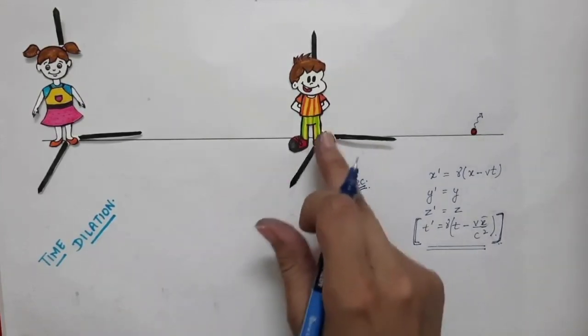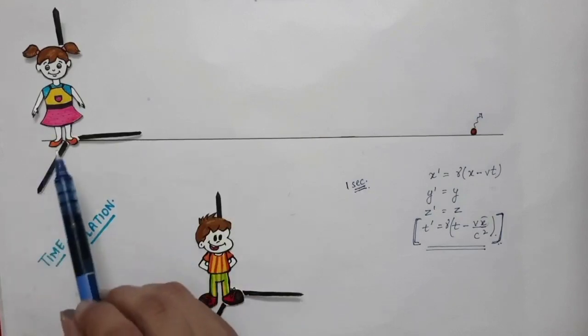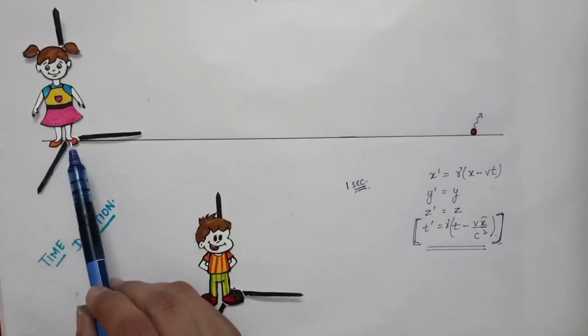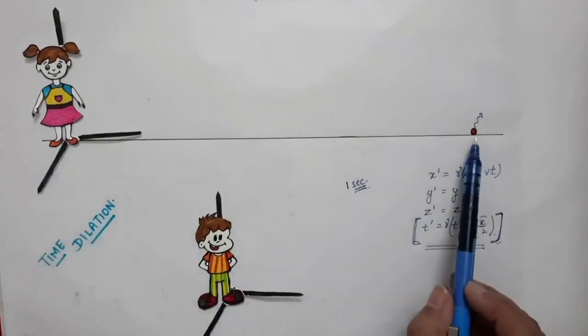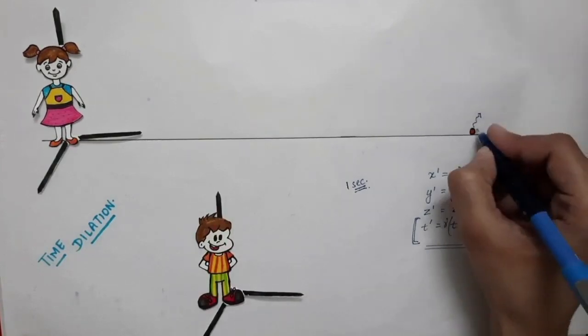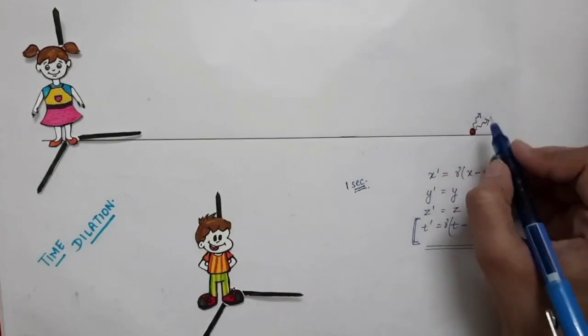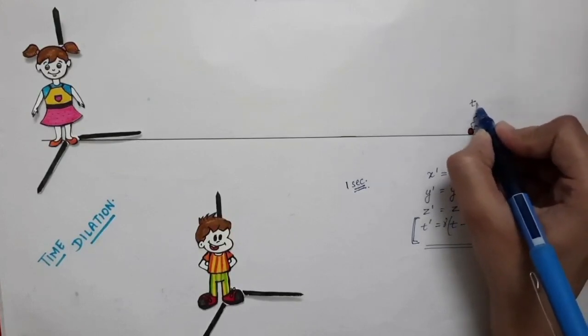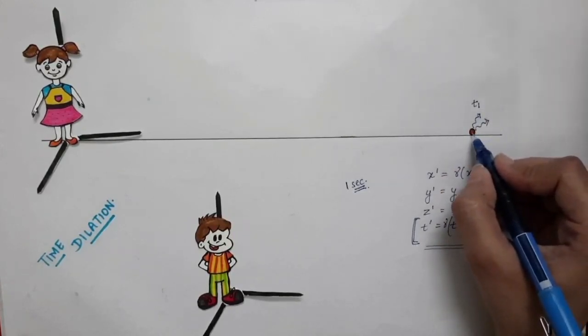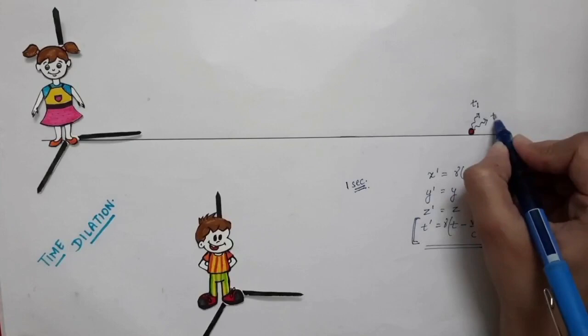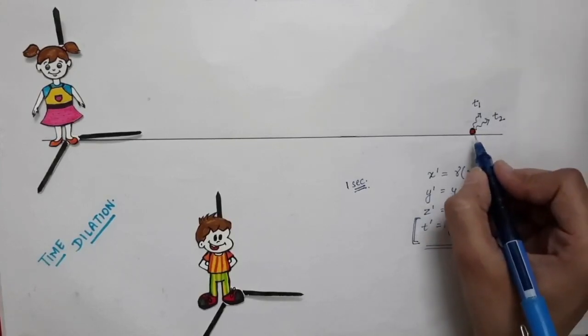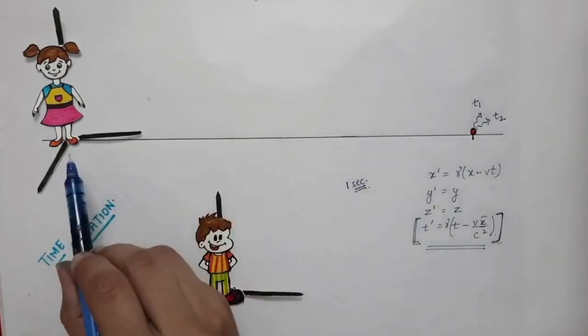Now, if you take yourself into account, if you take the sigma frame, you are stationary with respect to this source, and the two events which are occurring. So let's say this source emits one photon at t1 time, and the same source emits another photon at t2 time. Now the source is present at the same position with respect to you.